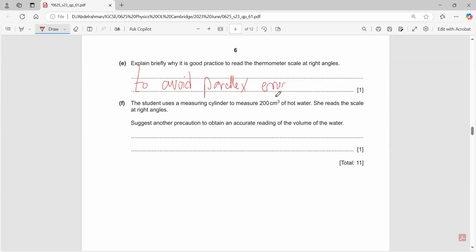The student uses a measuring cylinder to measure 200 centimeters cubed of hot water. She reads the scale at right angles. Suggest another precaution to obtain an accurate reading of the volume of the water. If you have a measuring cylinder, what are some of the precautions we take while taking the reading? Take the reading from the bottom of the meniscus.